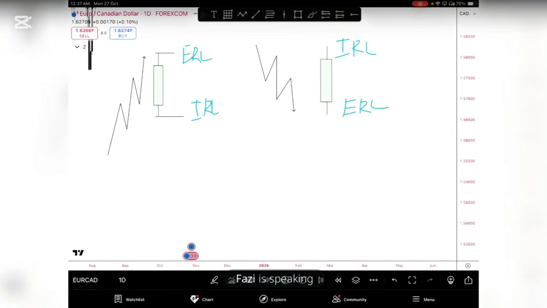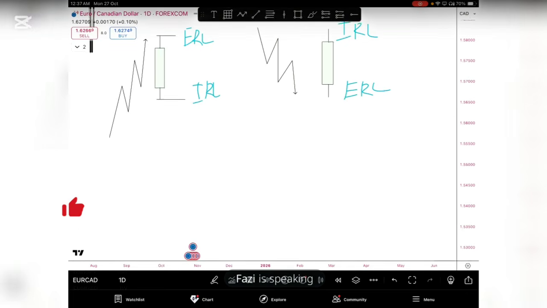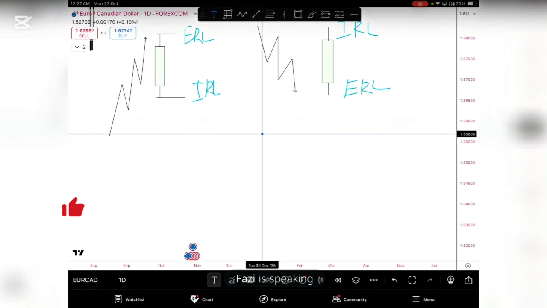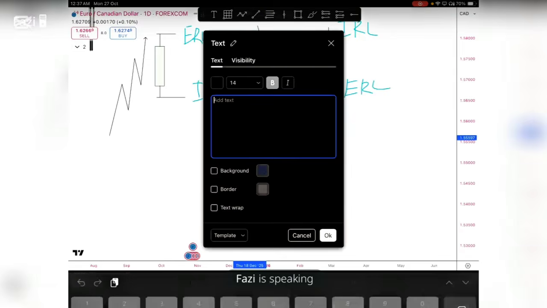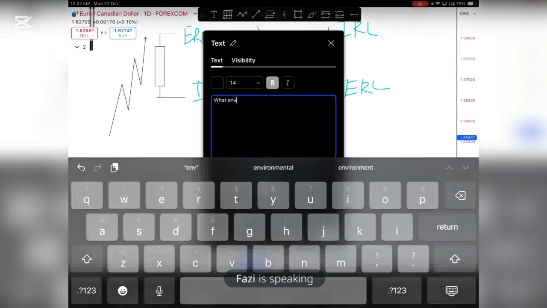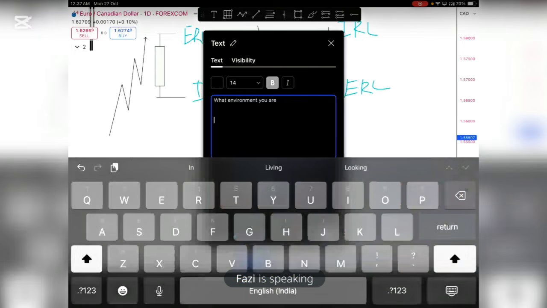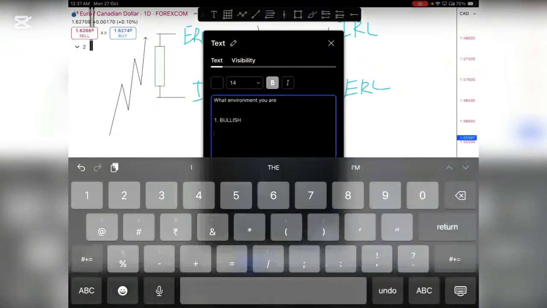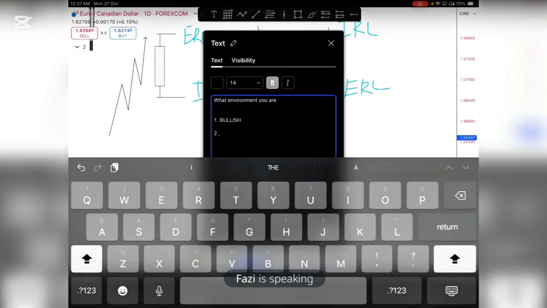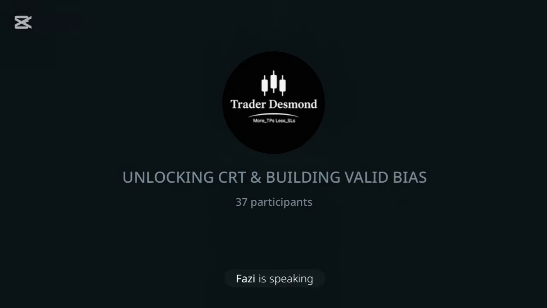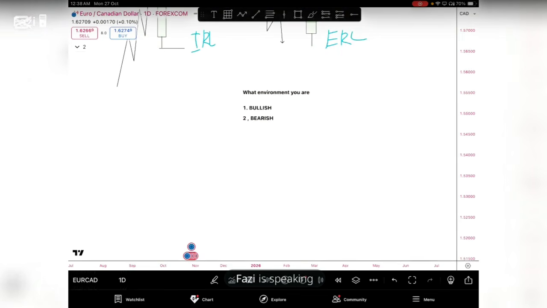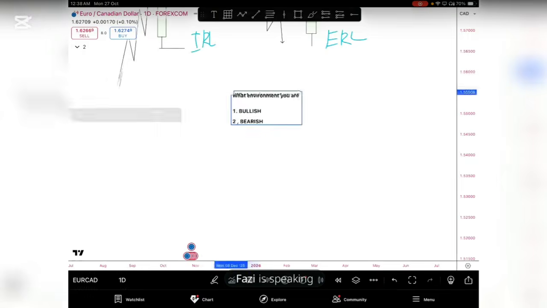So before building your bias or building your trading setups, you need to understand two things. What are the two things? What environment you are in. We have two types of environment, which we call a bullish environment and a bearish environment. We have two types of trend, right? A bullish trend and a bearish trend.